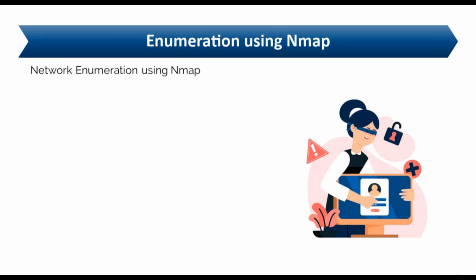Let us continue with enumeration. In this lecture, we are going to see network enumeration using Nmap. Enumeration is the process of extracting usernames, machine names, network resources, shares, and services from a system.